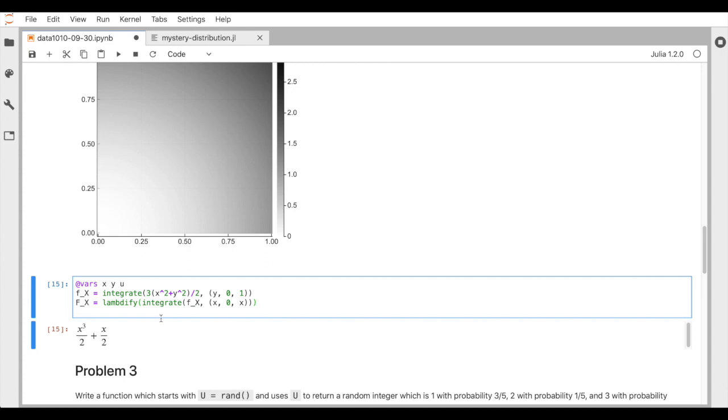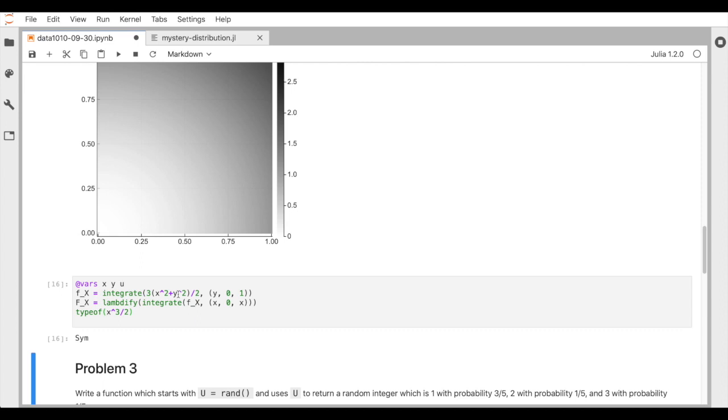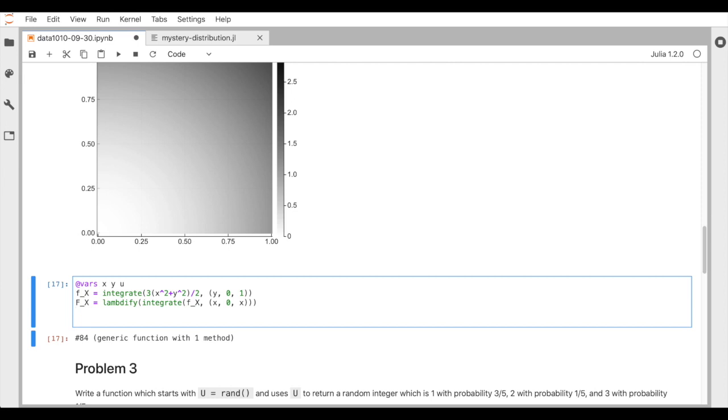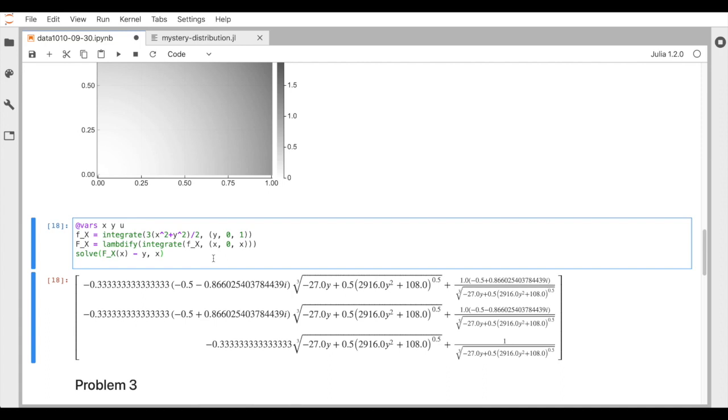If we ask what the type is, then we get the Sym object. So this is an expression that links into SymPy over on the Python side of the calculation. And if we want to turn that into a Julia function we compute with, we use this lambdify function. So then to use the inverse CDF trick, we need to find the inverse of this function. In other words, we need to be able to solve for where this function is equal to a particular value.